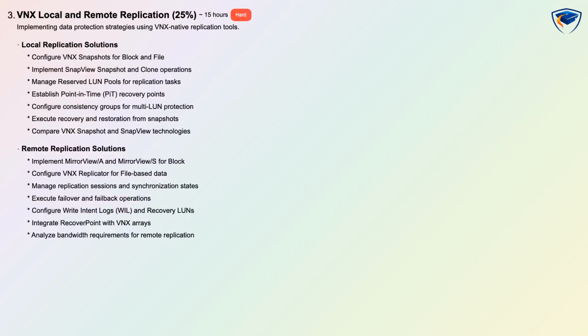Moving on to the second domain, VNX file storage configuration, you will learn how to set up data movers, file systems, and network protocols for file-based access. You will understand how to configure data mover interfaces and routes, implement EtherChannel and LACP link aggregation, and configure virtual data movers, VDM, for isolation.